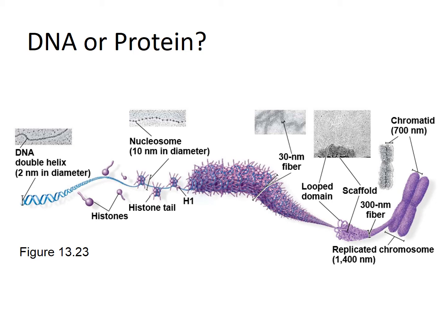As you look at this diagram, you can see the two components that make up the chromosome: the proteins, the histones, which help to organize and package the DNA, and then the DNA molecule itself, which we know today is where the genetic information is stored.